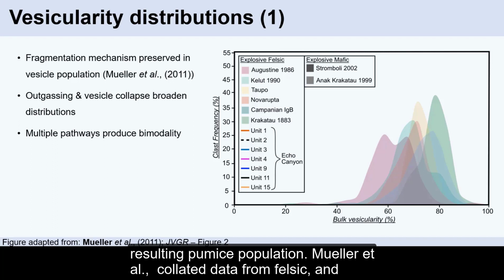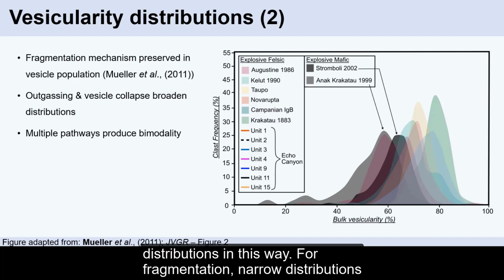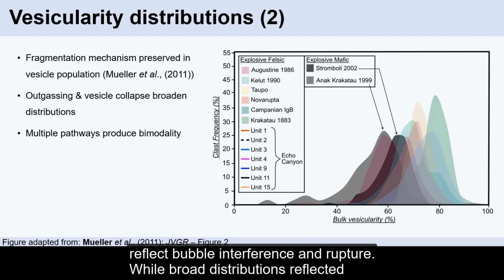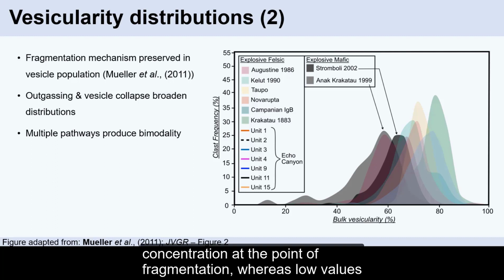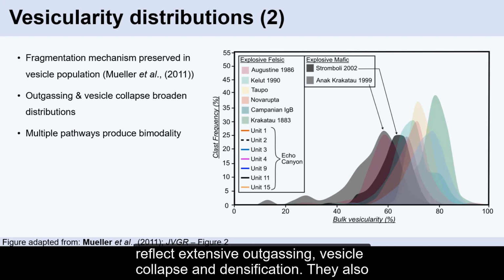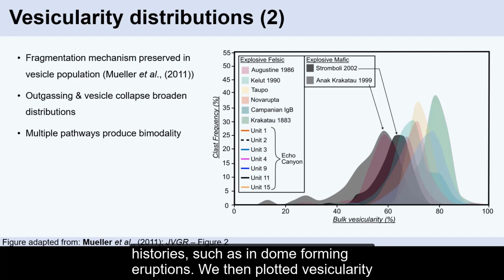Muller et al. collated data from felsic and mafic eruptions with established VEIs and interpreted their vesicularity distributions in this way. For fragmentation, narrow distributions reflected bubble interference and rupture, while broad distributions reflected bubble overpressure. High modal vesicularities reflect a higher volatile concentration at the point of fragmentation, whereas low values reflect extensive outgassing, vesicle collapse, and densification. They also found that bimodal distributions record multiple outgassing pathways or histories, such as in dome-forming eruptions.